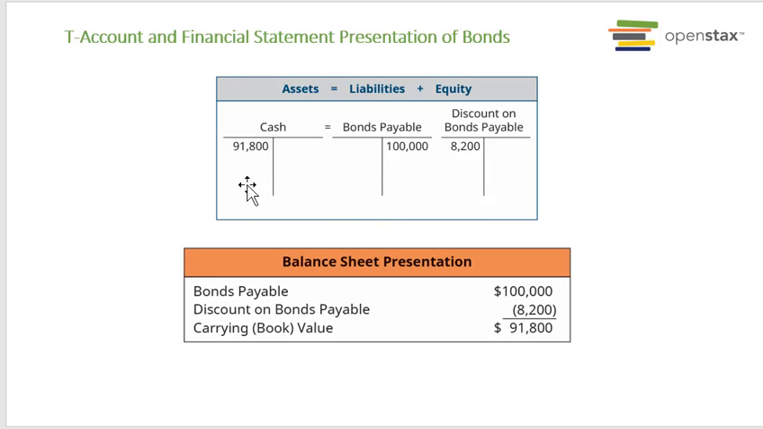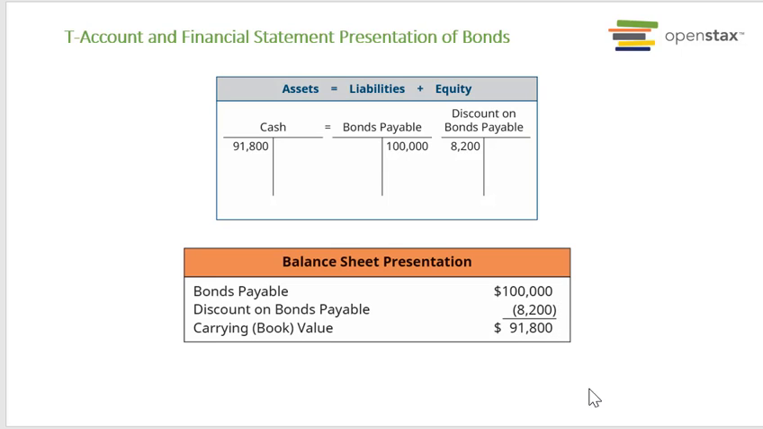Showing you on the T accounts, we have $91,800 in cash that we got. Still have a bonds payable of $100,000, and discount on bonds payable is the difference between the two, $8,200. When we look at it on the balance sheet, we have bonds payable of $100,000, discount on the bonds payable, so the loss we took, minus $8,200, gives us our carrying book value of $91,800.